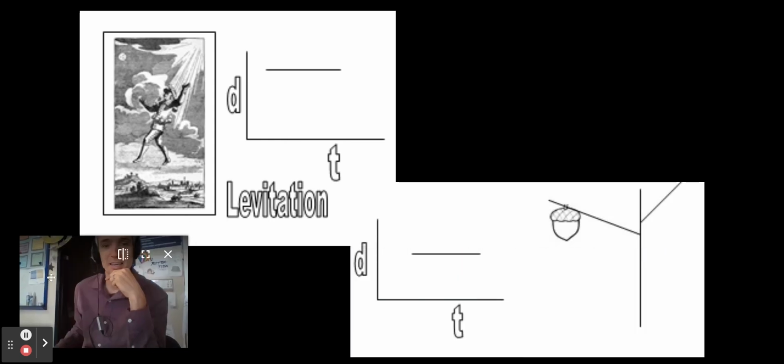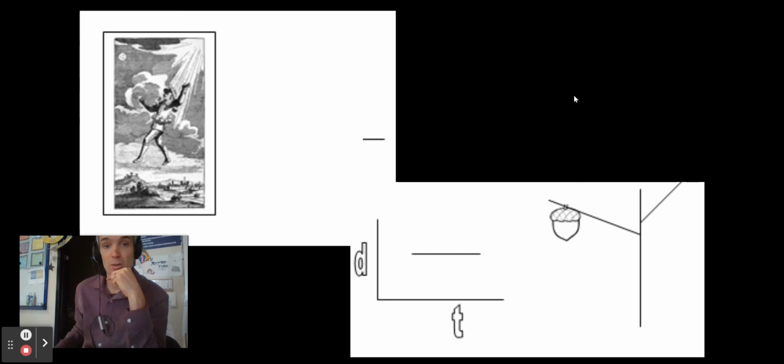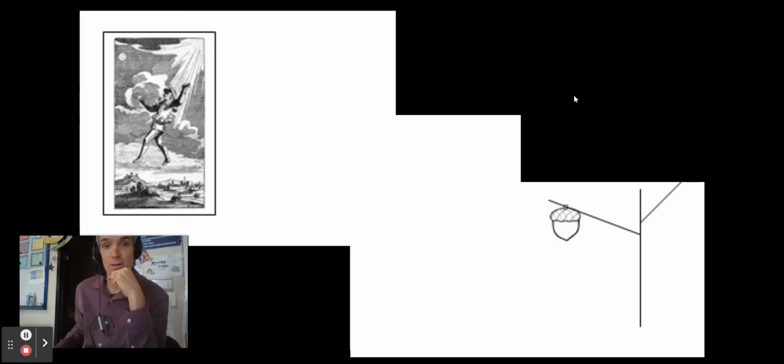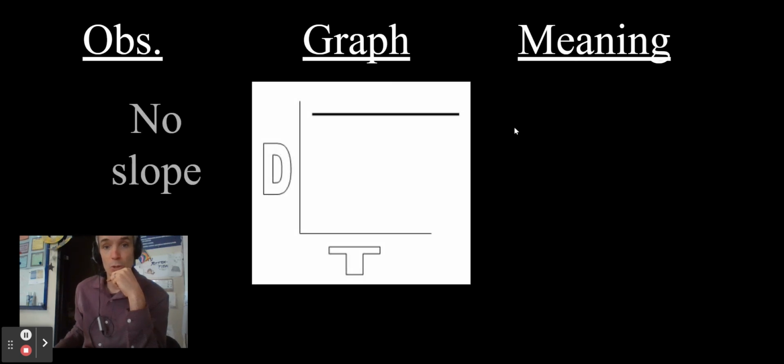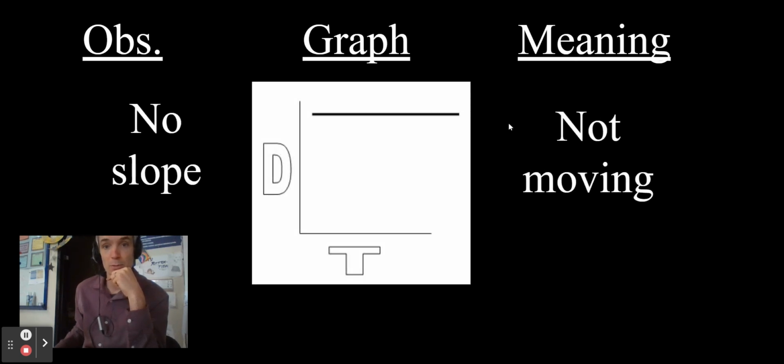Now, what about a flat line? That is a straight line, but what does that mean? Here, this person's levitating. And here, I've got an acorn just sitting on a tree. What do both these things have in common? Well, they're not moving. So if I've got a flat line or no slope, that means the object is not moving.